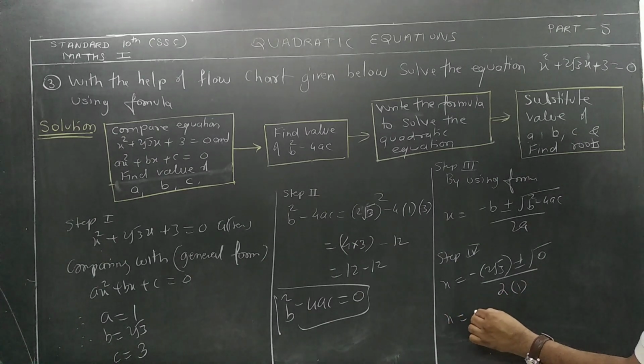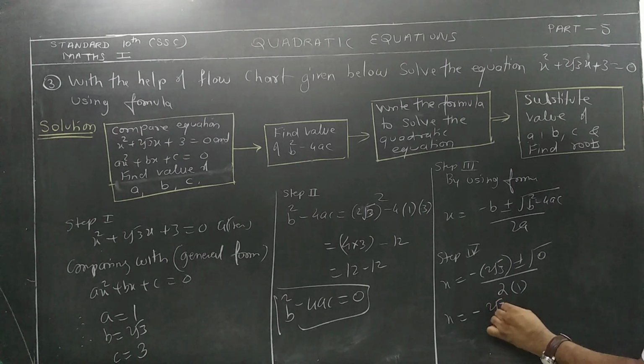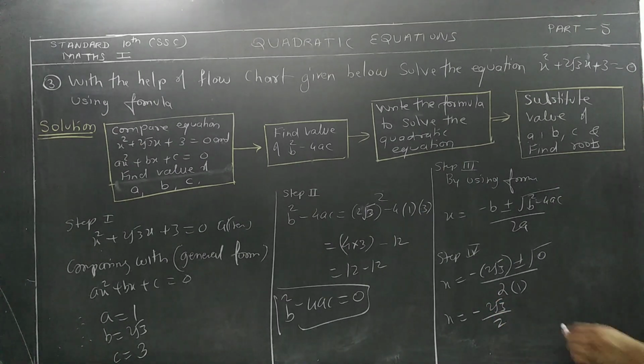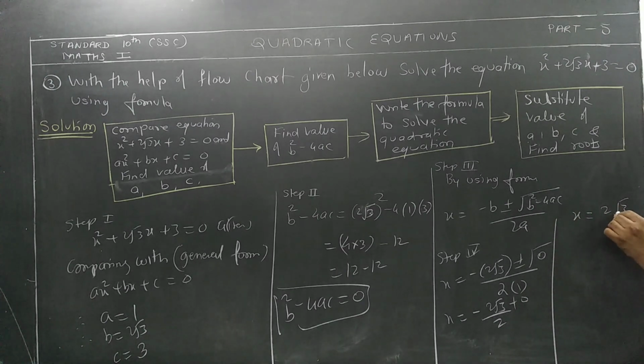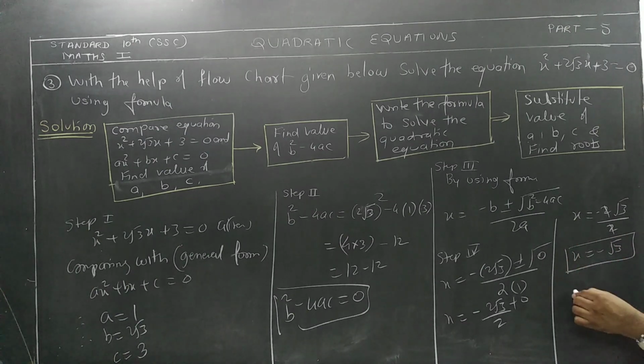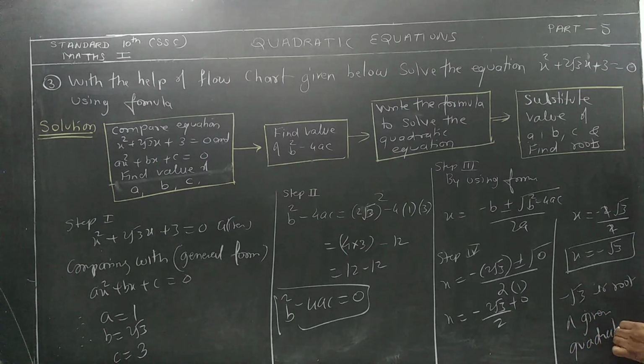We got the value as what? Minus 2 root 3 upon 2 plus 0. So we got the answer as what? X is equal to minus 2 root 3 upon 2, the 2s get cancelled. So we have got just one answer, minus root 3. That's it. Have you understood this? So only one root will be there. So minus root 3 is the root of the given quadratic equation. It will have only one root. That is minus root 3. That's it.